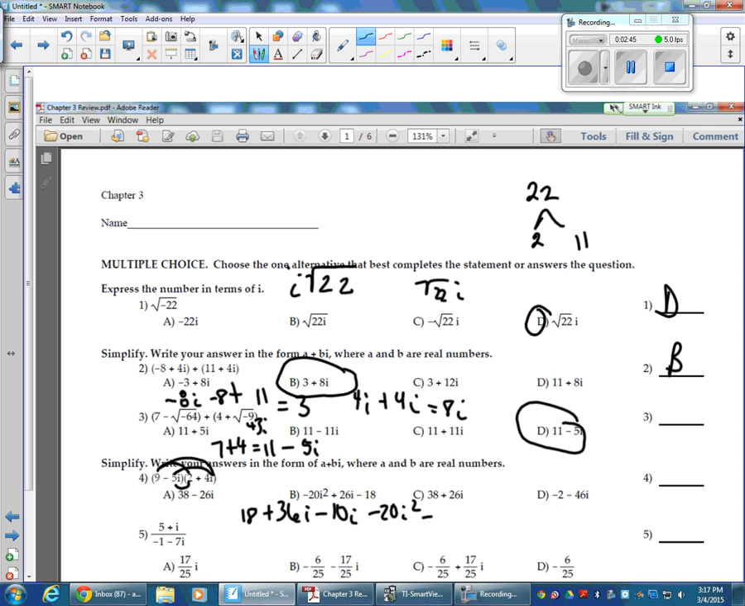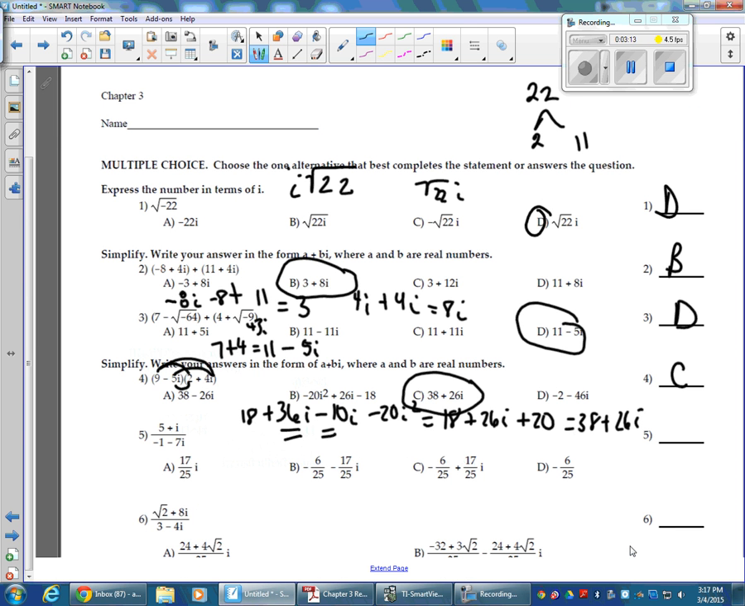Now i squared is negative 1, so this becomes 18. If I put 36i and minus 10i together, that's plus 26i. And then minus 20i squared would be plus 20. 18 plus 20 is 38, plus 26i should be my answer. So my answer is going to be C, 38 plus 26i. All right, one more on this screen.